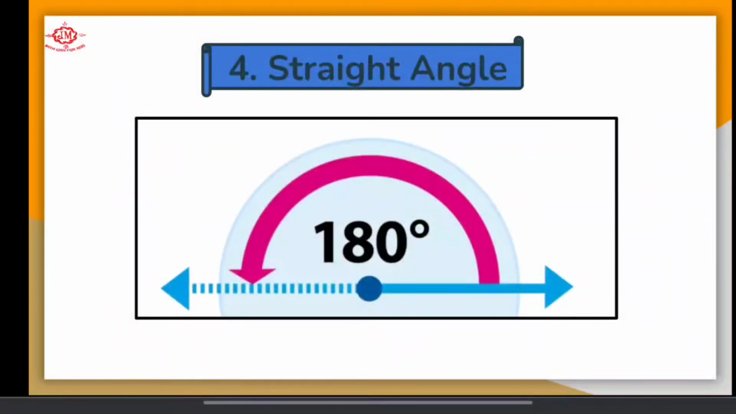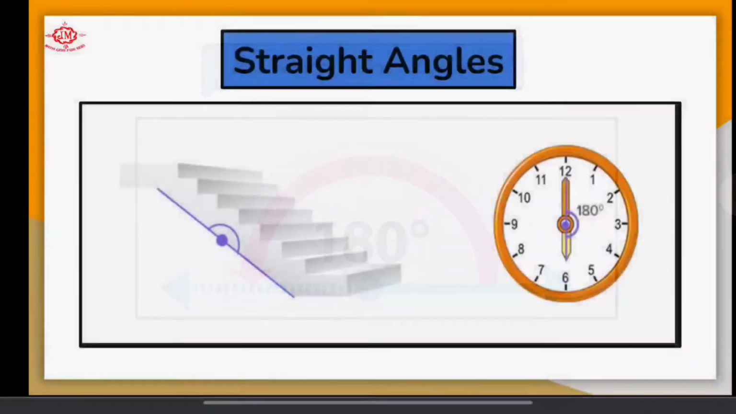What is a straight angle? An angle whose measure is exactly 180 degrees is known as a straight angle. Here are some examples of straight angles. Look at the stairway. We can see a straight angle. In the hands of a clock too, we can see a straight angle.